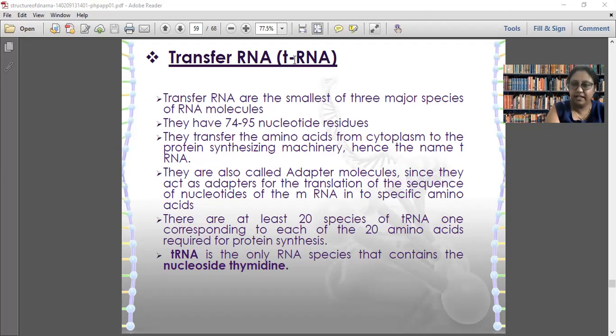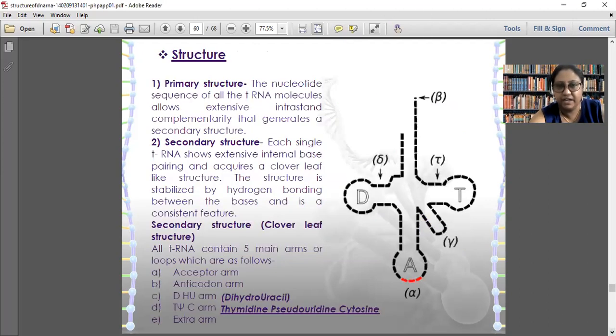Next code, next amino acid. Next code, next amino acid. To match with the code of the gene or triplet code, as per the codes present there, transfer RNA is going to supply the amino acid. So basically it's a goods-carrying truck kind of thing.